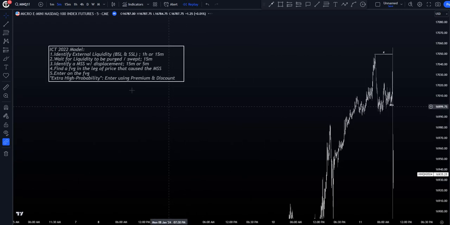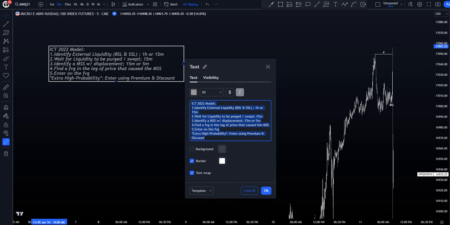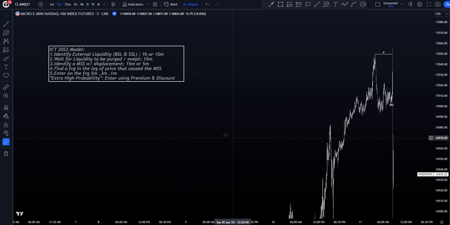Finally, we want to find a fair value gap in the leg of price that caused the market structure shift, and then we're going to enter on the fair value gap. So we can refine this by using the 5-minute, 3-minute, or 1 minute. One of those 3 time frames. Alright?